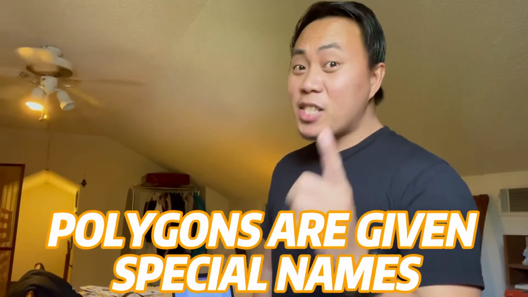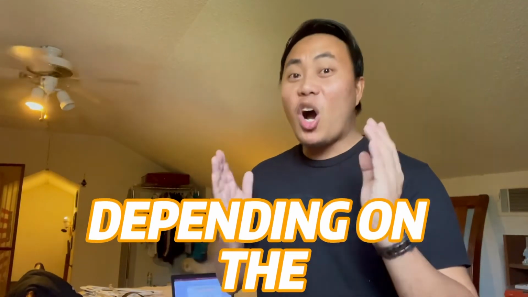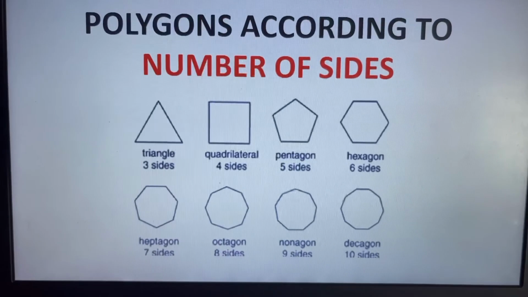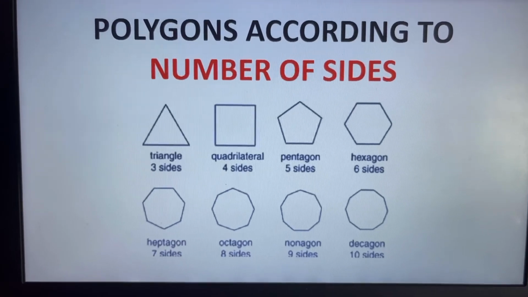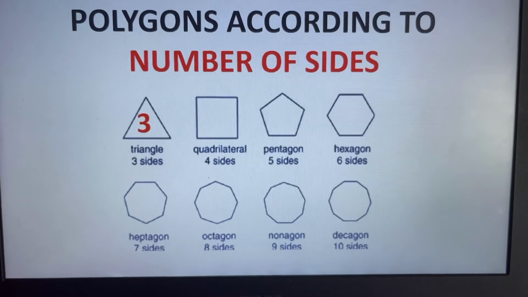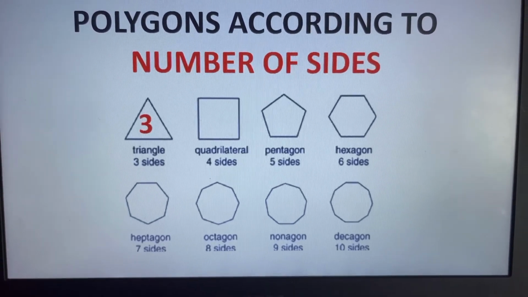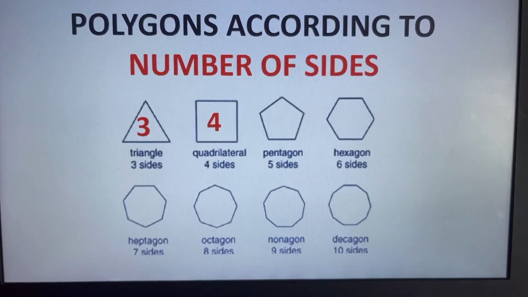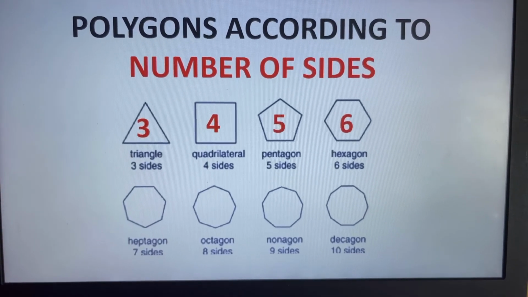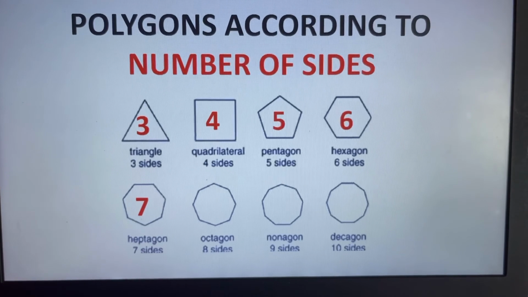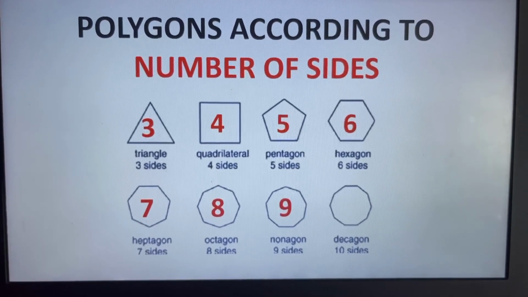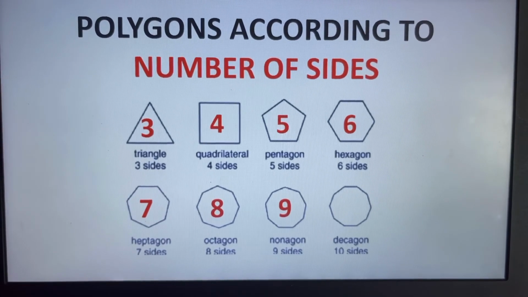Polygons are given special names depending on the number of sides they have. A polygon with 3 sides, you call it a triangle. 4 sides, a quadrilateral. 5 sides for pentagon. 6 sides for hexagon. 7 sides for heptagon. 8 sides, octagon. 9 sides, nonagon. And 10 sides, decagon.